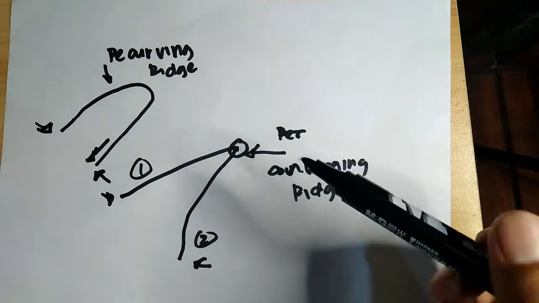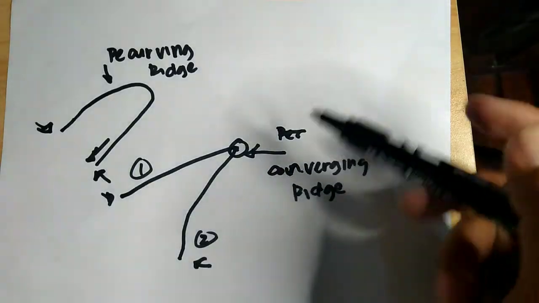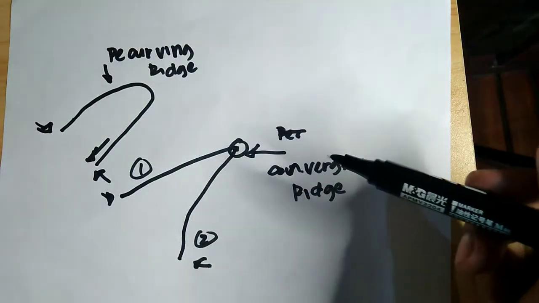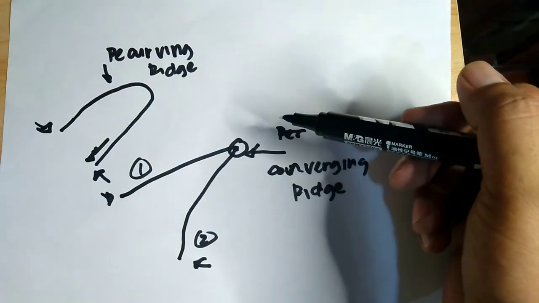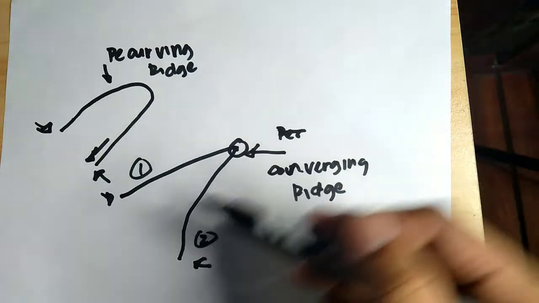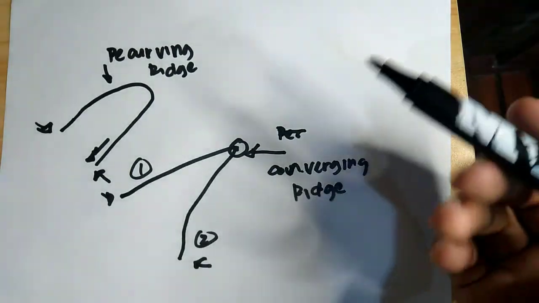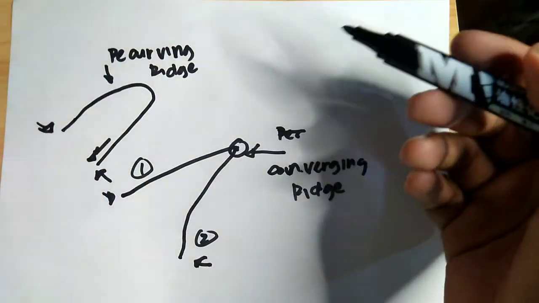Usually we can find this in arch patterns, which is the decisive characteristic for us to call some ridge formation a tented arch.